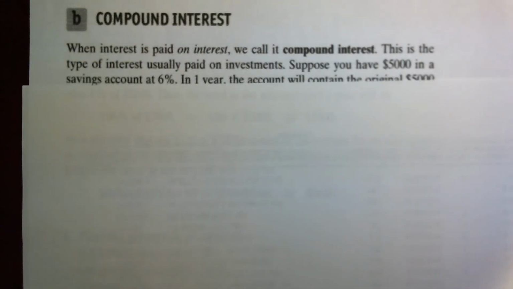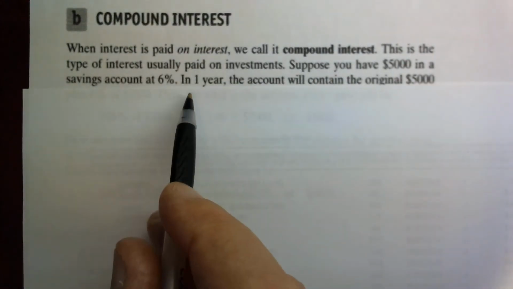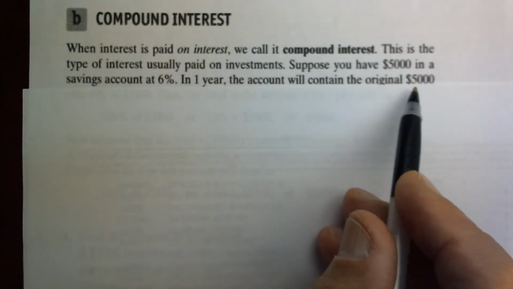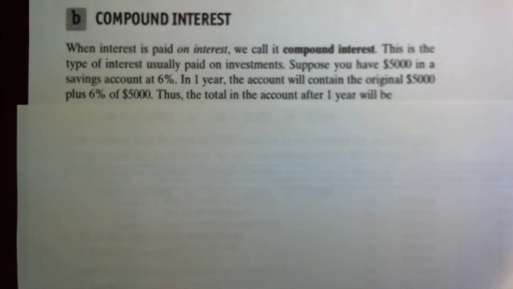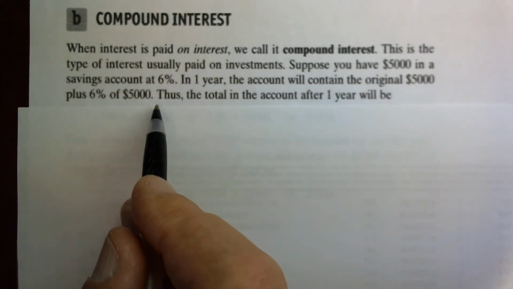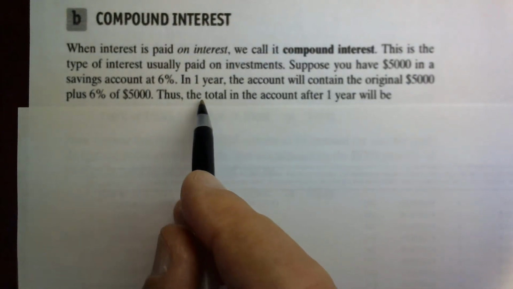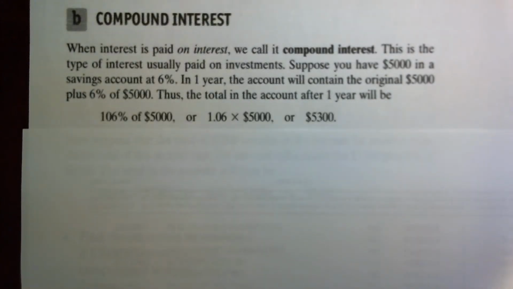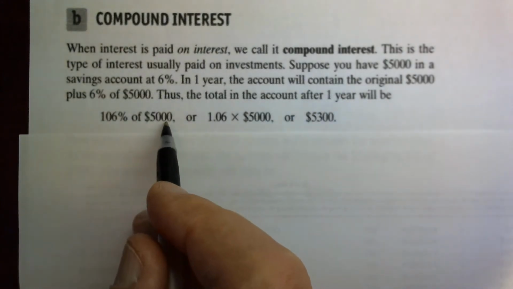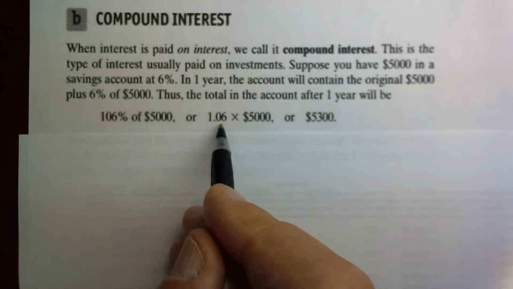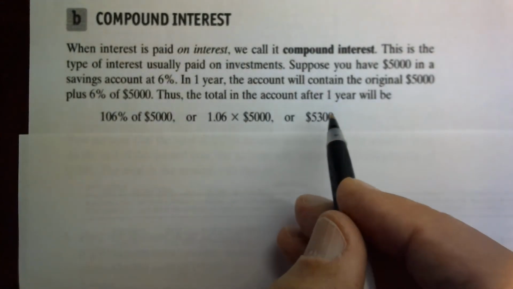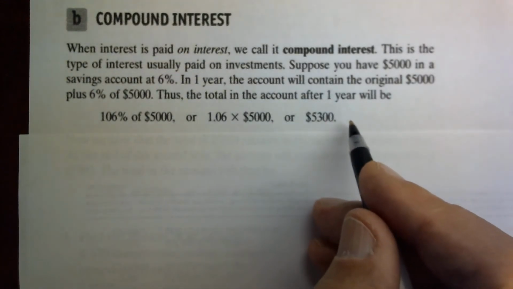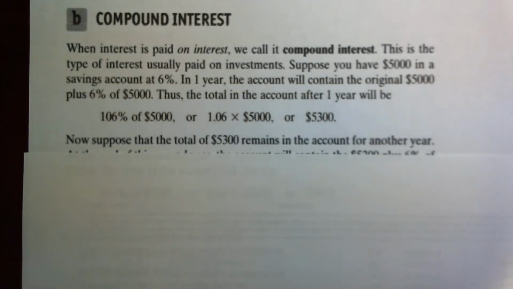Suppose you have $5,000 in a savings account at 6%. In 1 year, the account will contain the original $5,000 plus 6% interest of $5,000. Therefore, the total in the account after 1 year will be 106% of 5,000, or 1.06 times 5,000, or $5,300. So that's what will be in the account the first year.